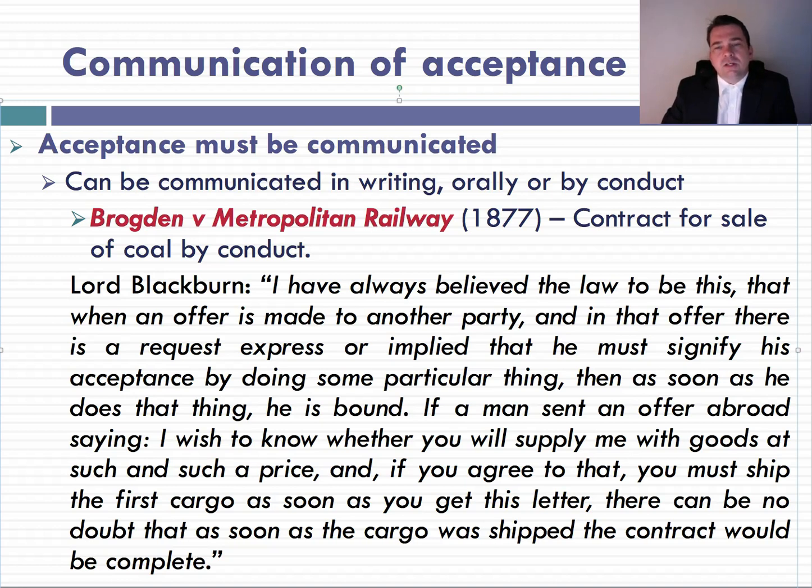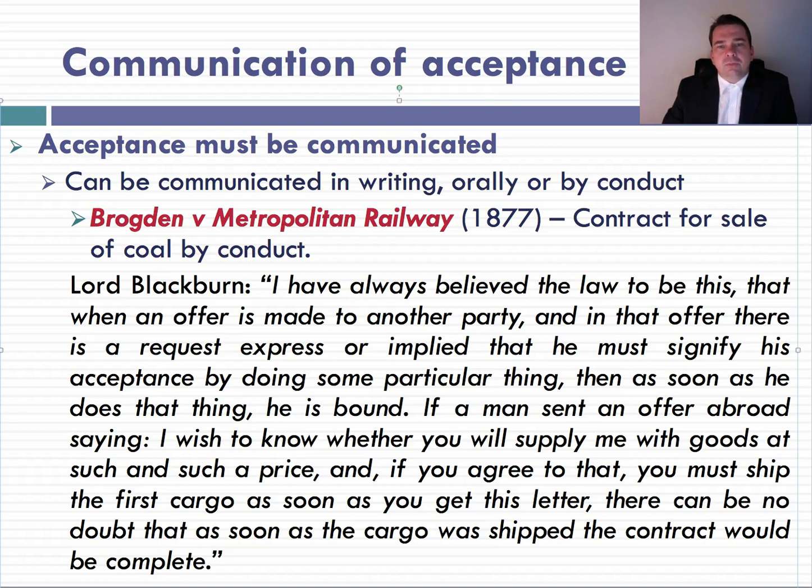And so this is what brings us to a case called Brogden and Metropolitan Railway. This is a very significant case because it basically established that acceptance might be done and communicated by way of conduct. What happened in that case was that Brogden, who was in a partnership of 3 people, supplied the Metropolitan Railway with coal. And this was done on an informal basis. And at some point the parties thought it would be better if they formalized their transactions, their relationship.